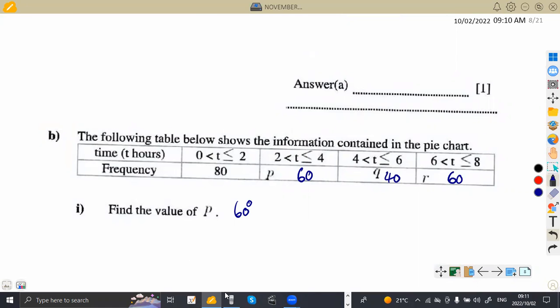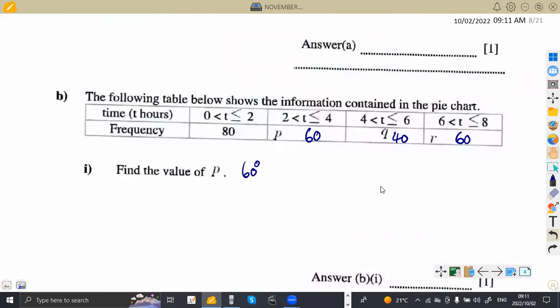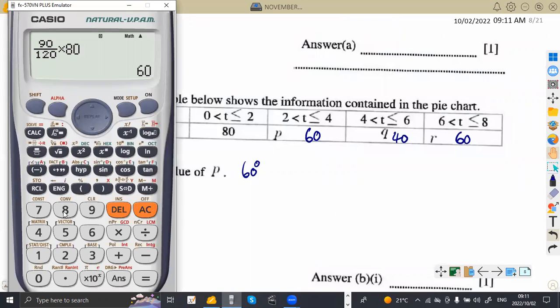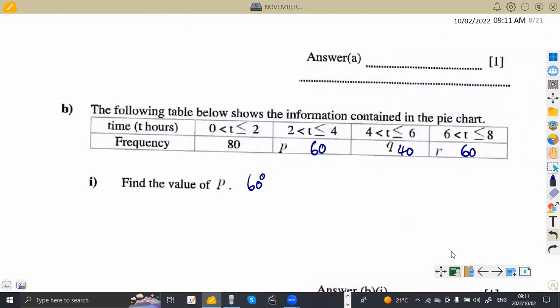So this one must correspond. Remember, we said we've got how many people, all of them. Let us cross-check. We said we've got 240 people. So if we add this, it must give us 240. 80 plus 60 plus 60 plus 40. Okay, we skipped a 40 there. That's 240. So truly, that means our numbers are fine in this case.